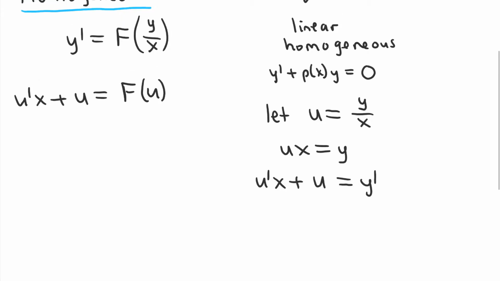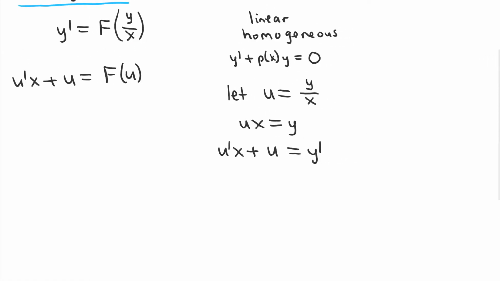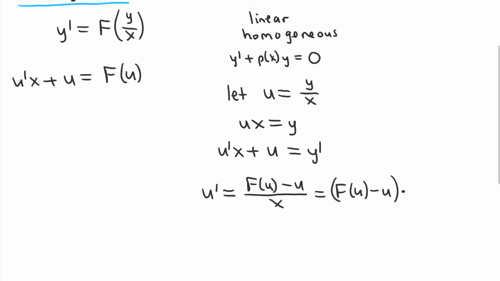Now at first glance, this new equation doesn't seem to be any simpler. But in fact, if we isolate u prime, I'll do it off to the side here, we get f of u minus u all over x, which we can rewrite as f of u minus u times 1 over x. In other words, this is a function of u only times a function of x only. And so this is actually a separable differential equation.